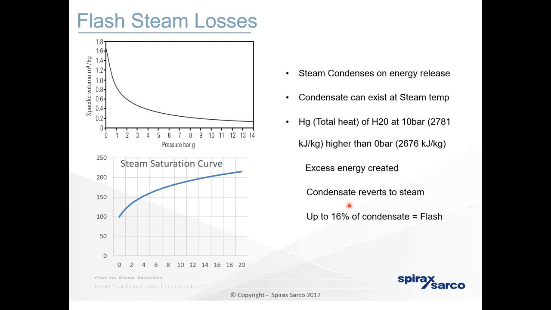So what does that mean? Effectively, it's the energy it can give up. Well, that's why we increase pressure. So condensate reverts back to steam, with up to 16% of condensate flashing, becoming flash steam.